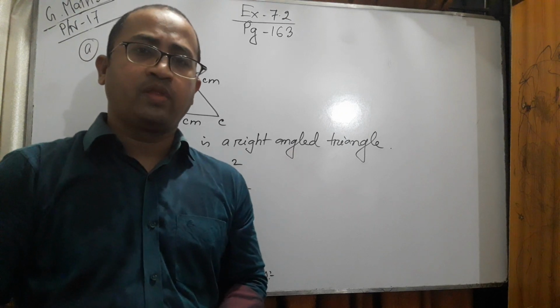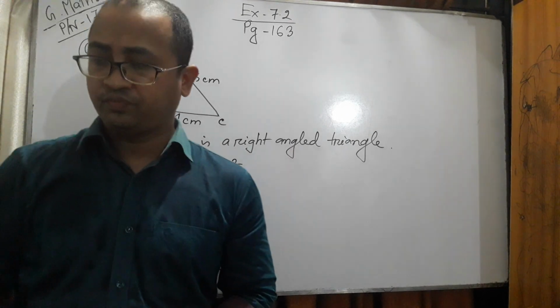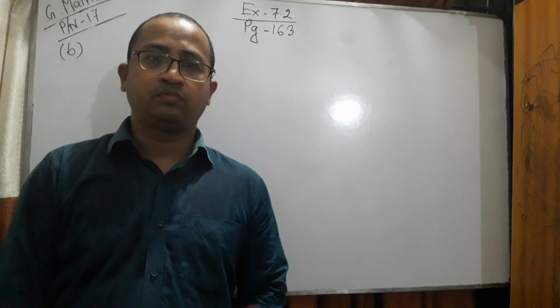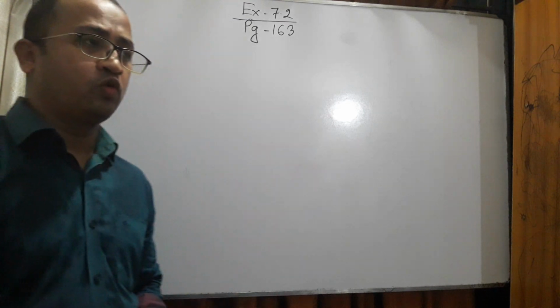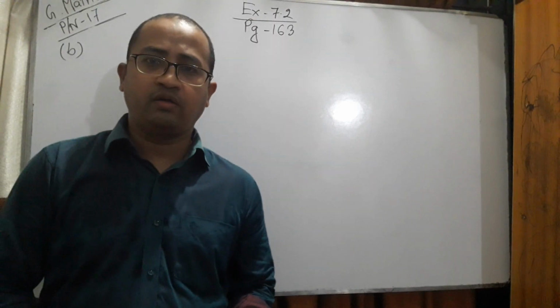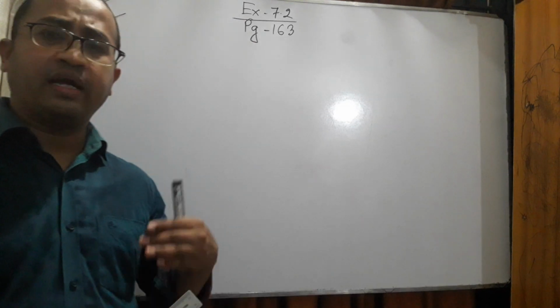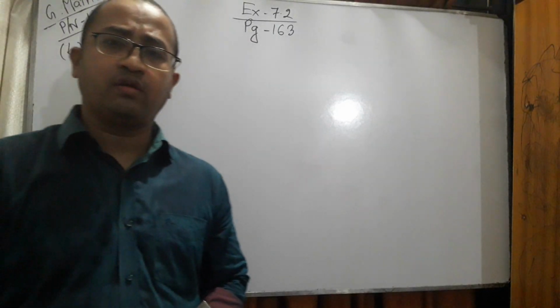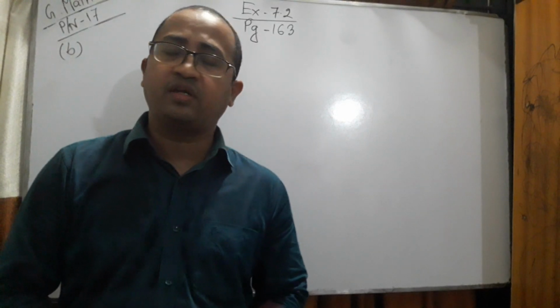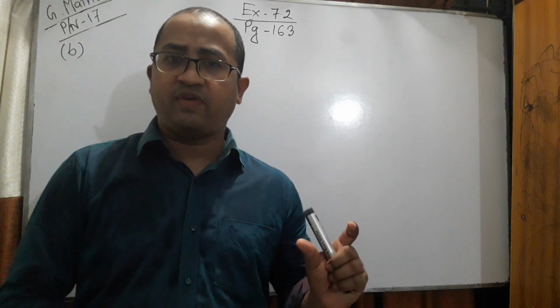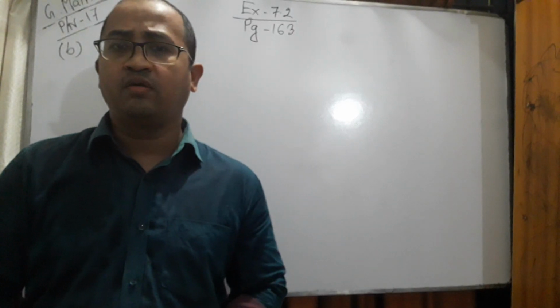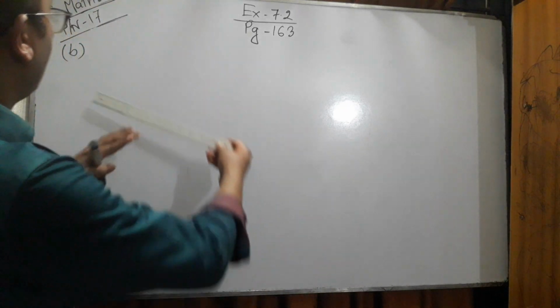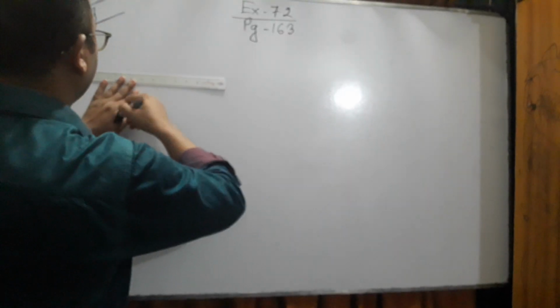Now question number 2. Look, we will construct the required triangle. So at first look again at the question. What information has it given? It has given the hypotenuse 5 cm and one side 4 cm. So at first we draw 5 cm, that is the hypotenuse.